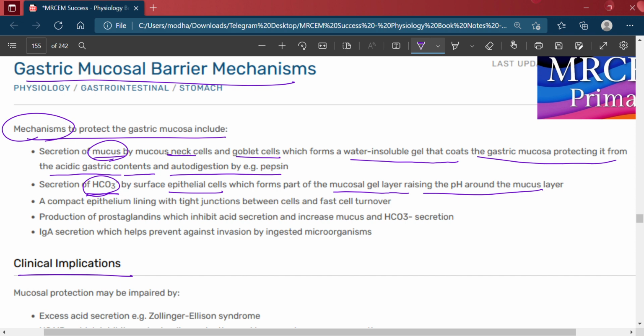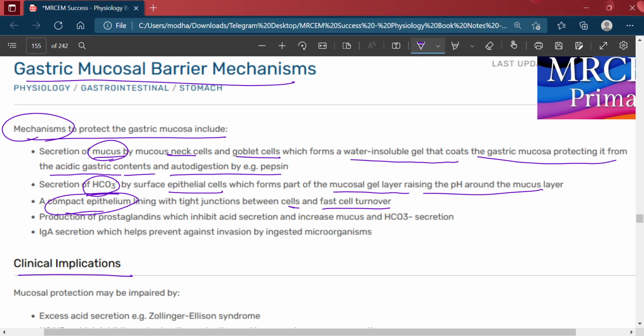Compact epithelium lining with tight junctions between the cells, and fast cell turnover.